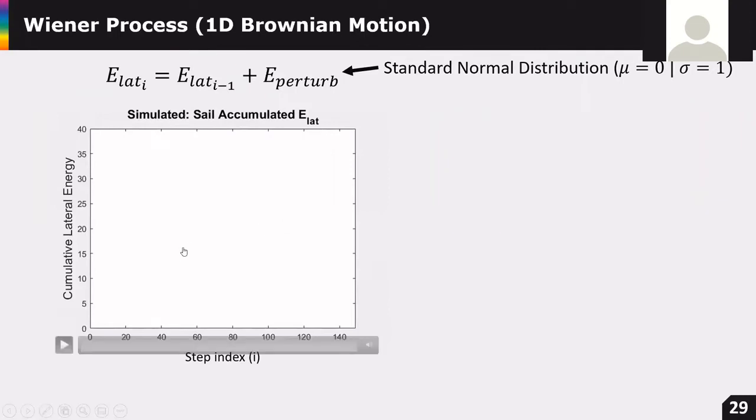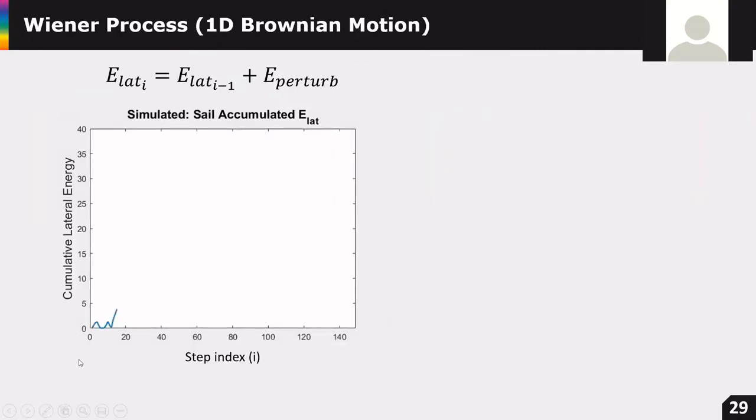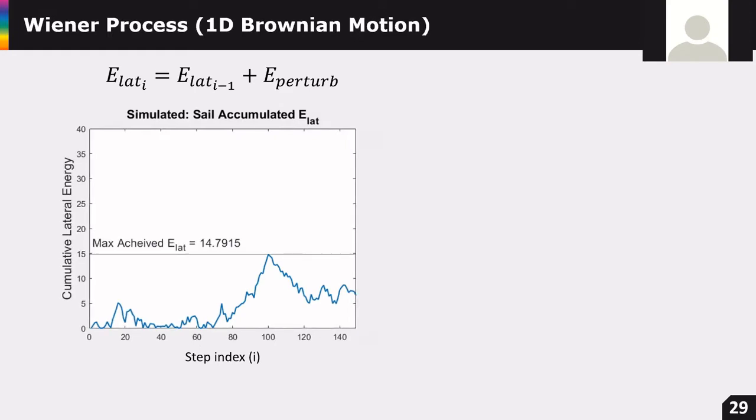And in this animation here, you can see that random walk, that one-dimensional Brownian motion of the accumulated lateral oscillation energy of the sail, given normally distributed perturbing energy forces. For this particular simulation, the maximum achieved lateral oscillation energy was about 15 units. However, this is only for one simulation. This is not representative of what would happen every time.